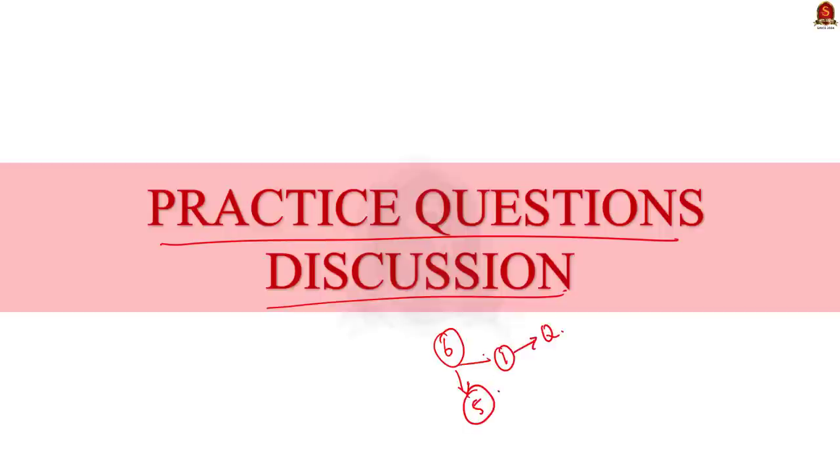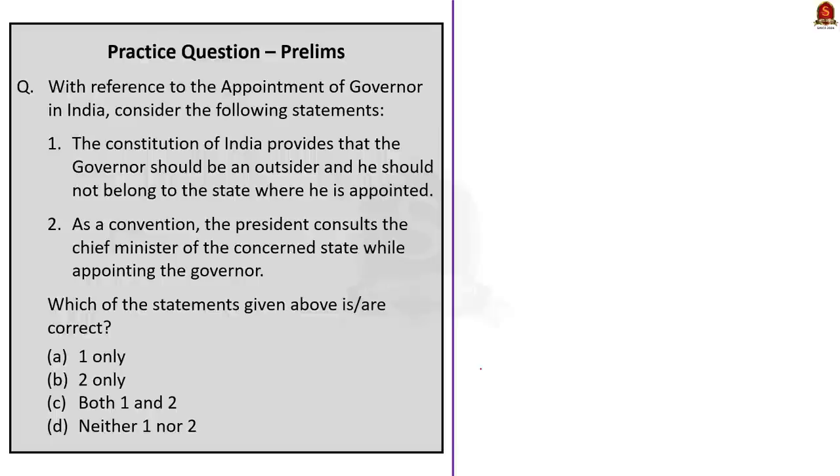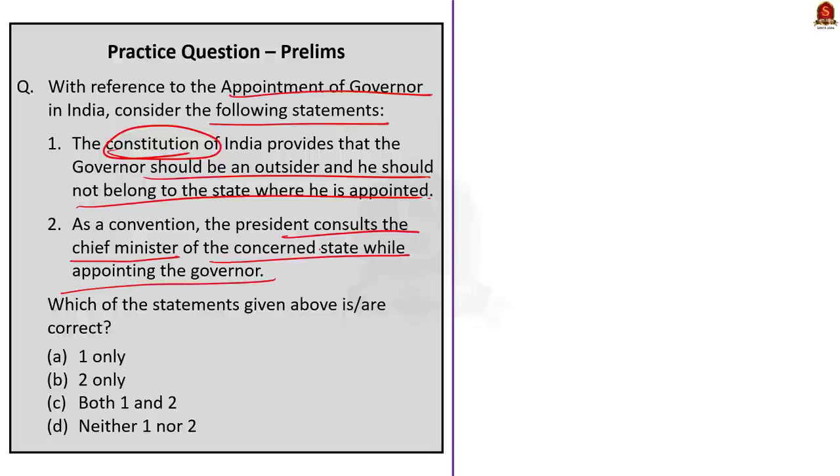Now let us take this first question. With reference to the appointment of governor in India, consider the following statements. Statement 1. The Constitution of India provides that the governor should be an outsider and he should not belong to the state where he is appointed. Statement 2. As a convention, the president consults the chief minister of the concerned state while appointing the governor.